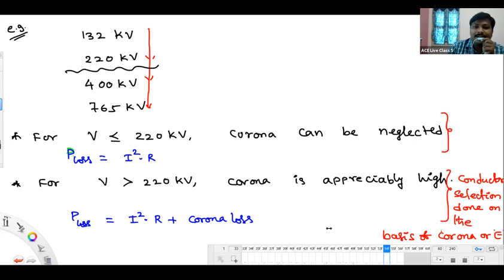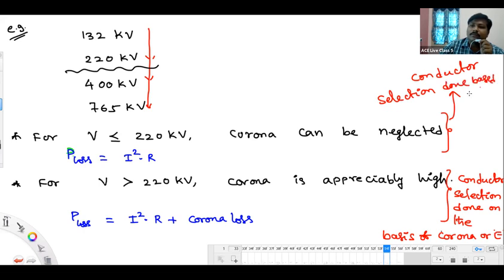A 220 kV line means it is a feeder, right? Transmission line we are talking about, that's a feeder. So it will be selected on the basis of simply current rating, or you can say current density. For this level, conductor selection is done based on current rating, or current density. Thermal stability also you can say, the thermal limit of the conductor.